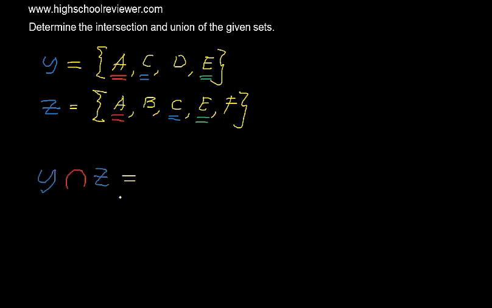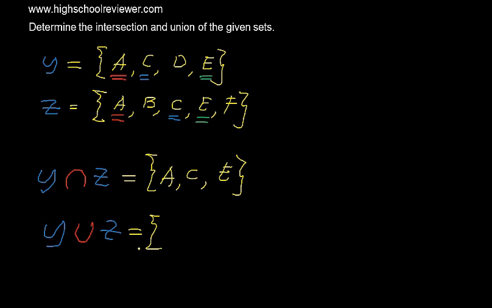The elements now for Y intersection Z are the following. We have A, C, and E. And the elements now for Y union Z are all the letters in Y and Z. Although A appears in both Y and Z, we will only write it once. And we have B, C, D, E, and F.